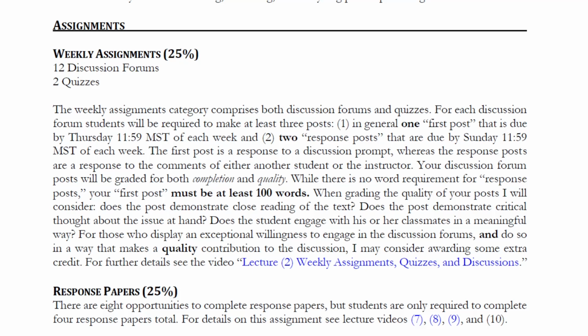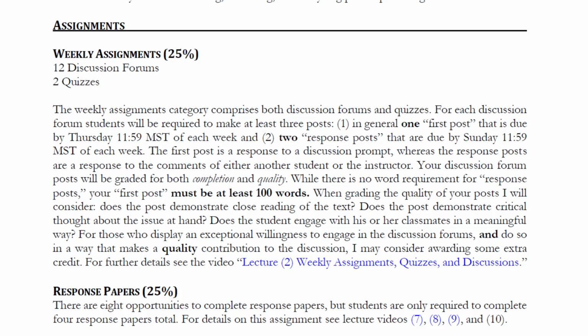The next section of the syllabus discusses the assignments that you are required to complete in this class. There are 3 assignment categories in this course. The weekly assignments, comprised of discussion forums and quizzes, the response papers, and finally, the exams. I am not going to say too much about these assignments in this particular video. The reason for this is because I go into much more detail on each of these types of assignments in subsequent videos. One video on the weekly assignments, an entire week's worth of videos on the response papers, and then one video on the exams.